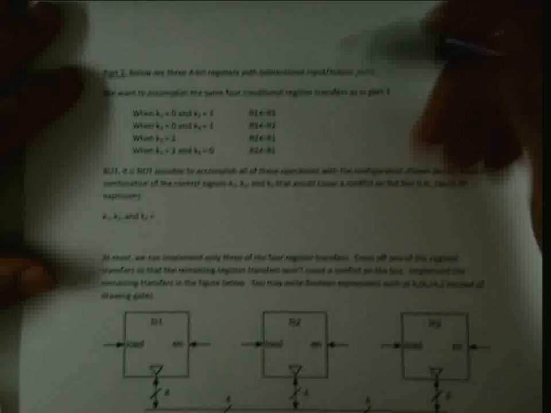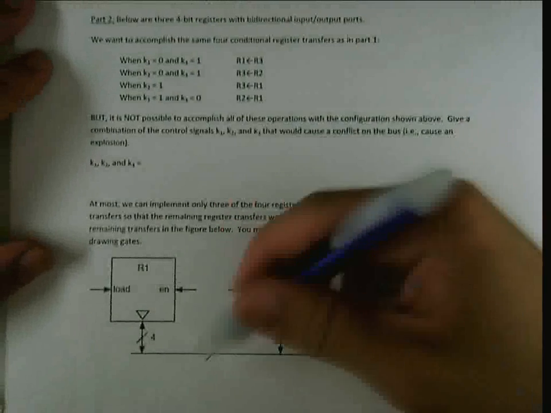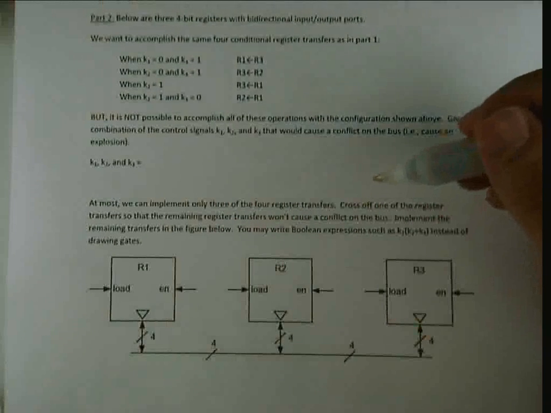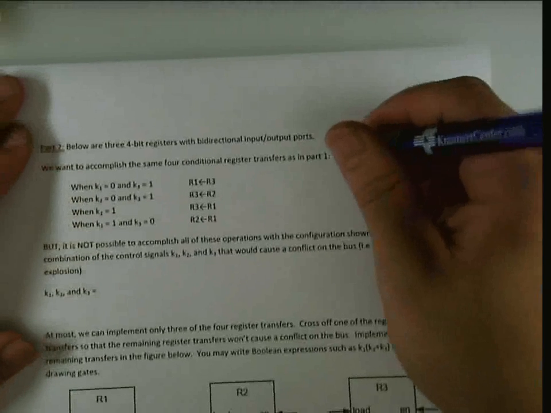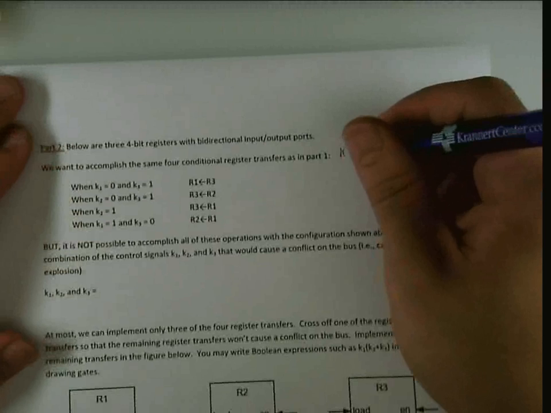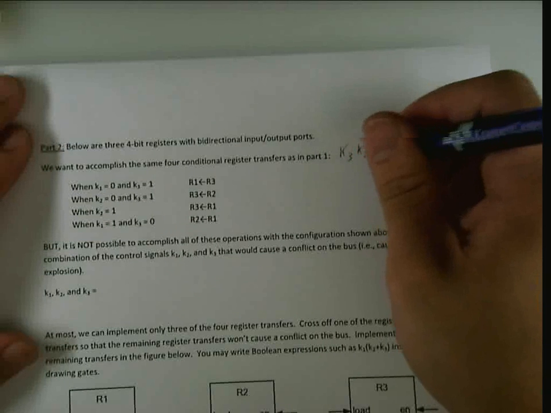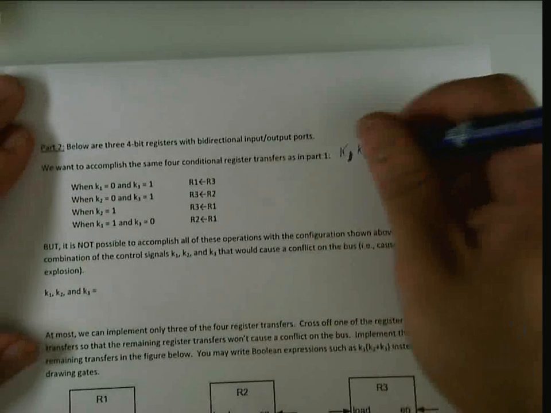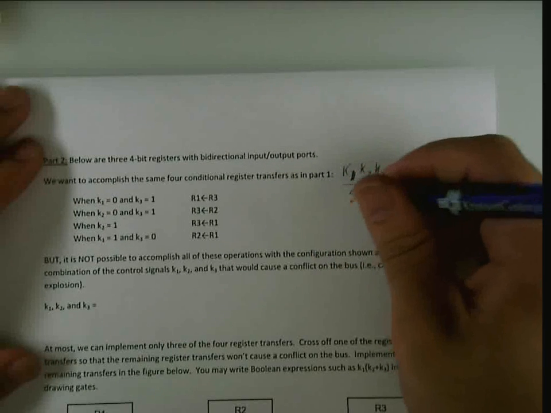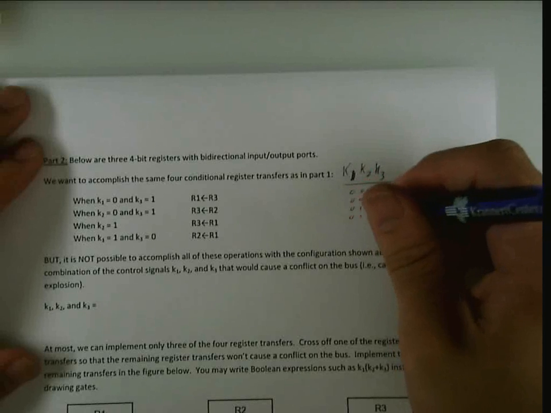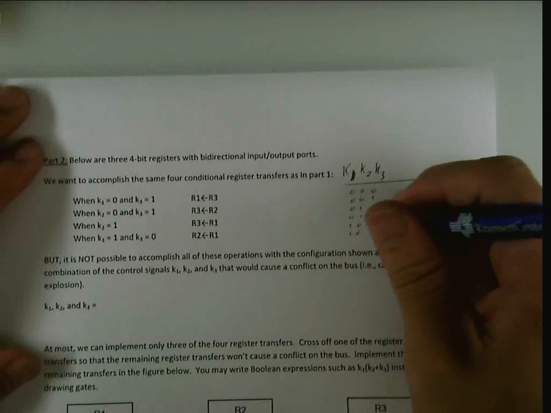And then part 2 is very similar. We're going to do this, except we have a single bus. So basically we need to figure out which set of instructions is going to cause a conflict. What I'm going to do is draw a kind of weird truth table. Let me do K1, K2, K3, because that's going to match how I find the conflict. So 0, 0, 0, 0, 0, 1, 0, 1, 0.